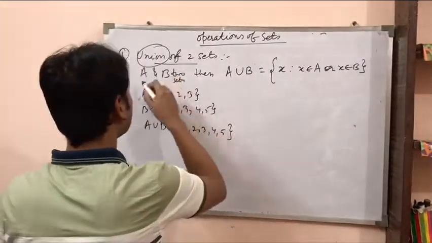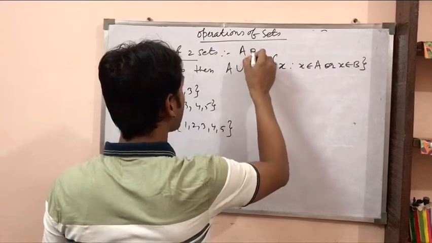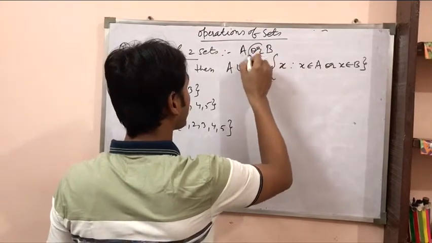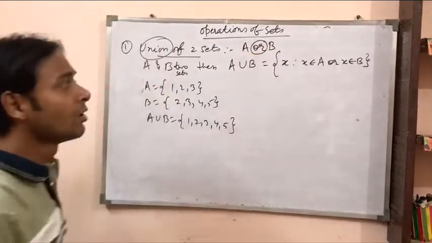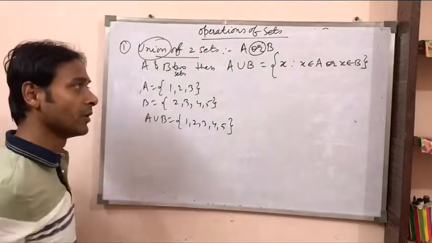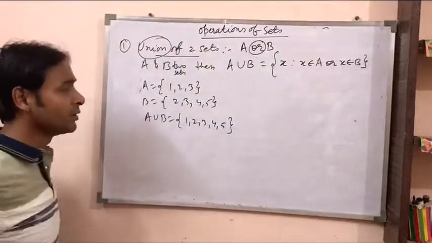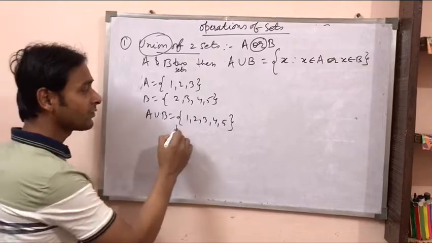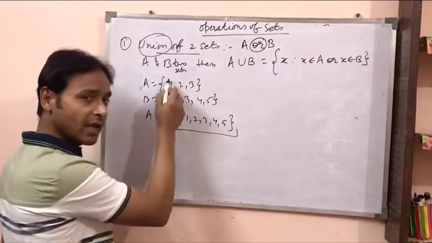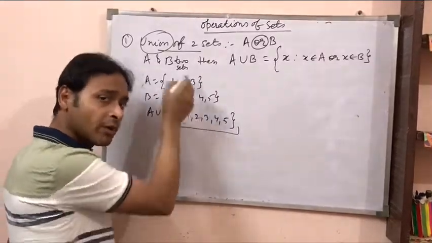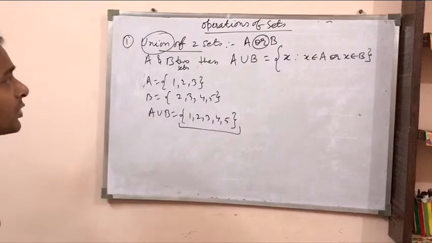A union B I also name as A or B. Union means or. Either A or B or in both. The elements of A union B will be in either A or in B or in both. This is the union of two sets.